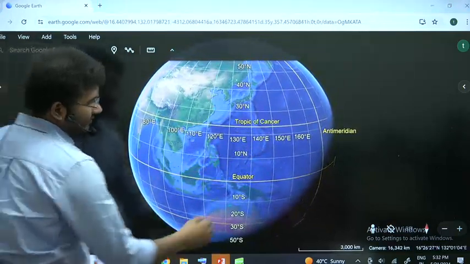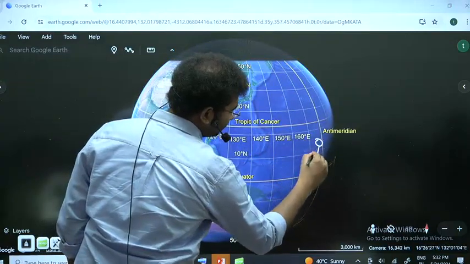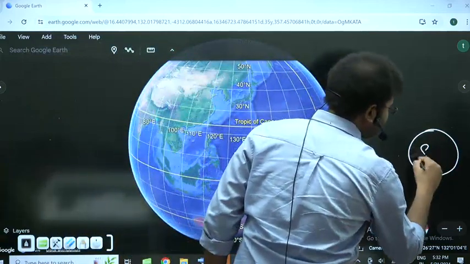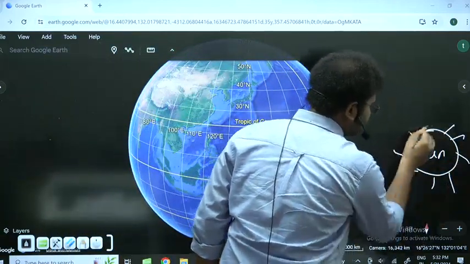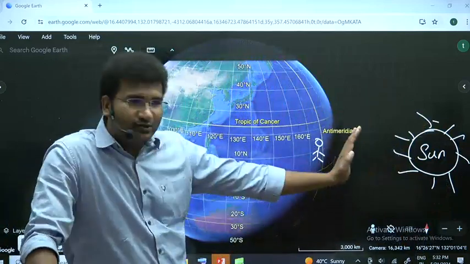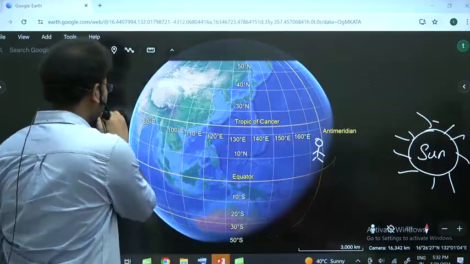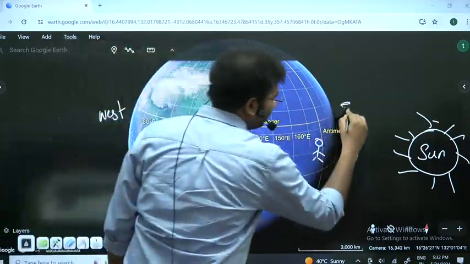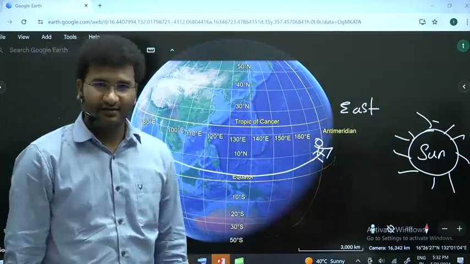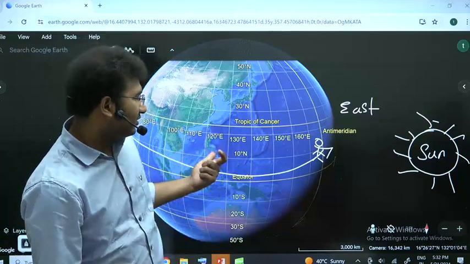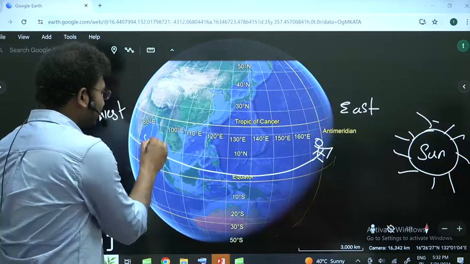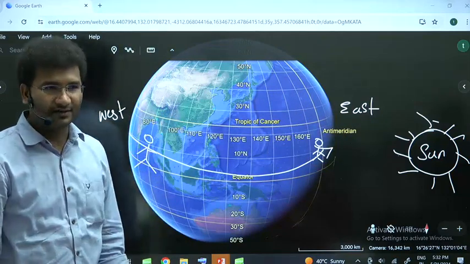Just imagine you are standing somewhere here. Right? And this is your sun. Now see, as the earth moves from west to east, you know that earth always moves from west to east. Earth rotates in this direction. Right? So you look here, always the person who is on the eastern side will face the sun first. And the person who is on the western side, they face the sun a little later.